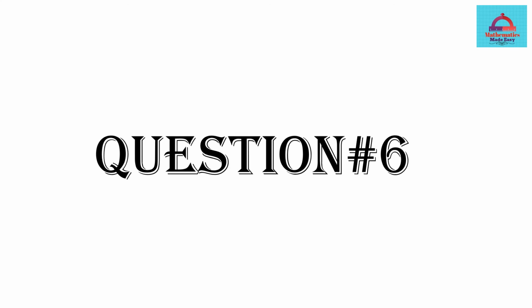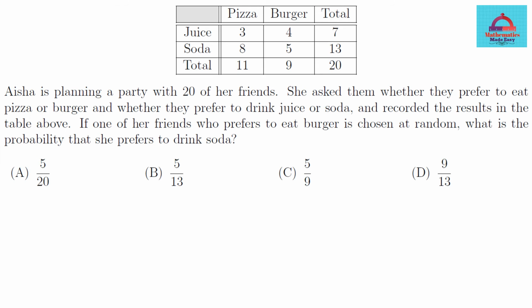Now the next question, question number 6. I want you to read it carefully and then tell me which option is correct. Okay, so let's now have a look at this question. Here a table is already given to you of values. As you can see, here you have on the rows juice and soda, on the column you have pizza and burger, and then finally the total at the ends.